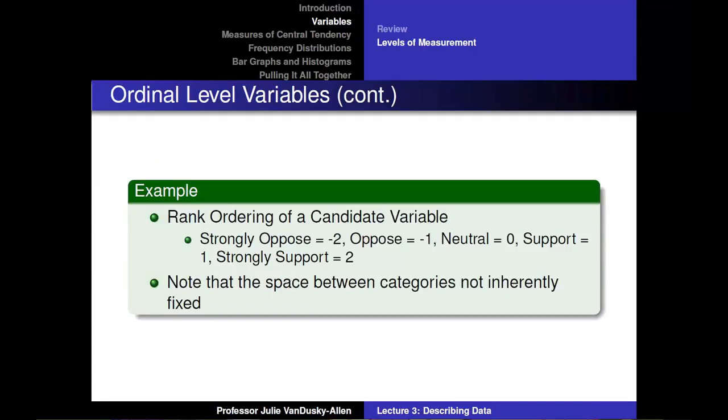For example, many surveys ask respondents about the extent to which they support a candidate. The surveyors divide the support answers into numerical rank order categories, such as giving strongly oppose a -2, oppose a -1, neutral a 0, support a 1, and strongly support a 2. As you can see, the least support has the lowest value, -2, and as a respondent's support increases, the values go up by 1. However, note that while there is inherent numerical order in this data, the spaces between the categories are not inherently fixed. A survey respondent might feel that there is a huge difference between strongly opposed and opposed, but a small difference between opposed and neutral.